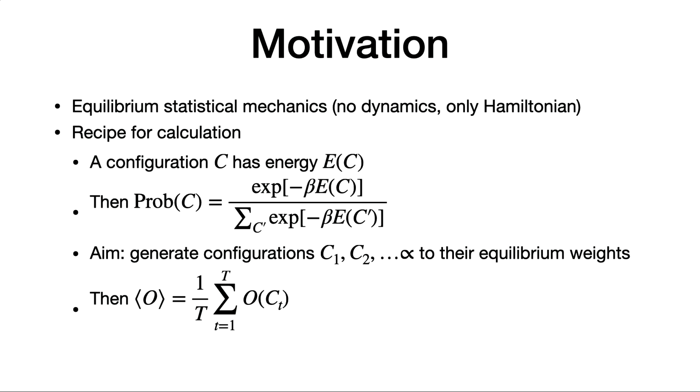So the aim of a computer simulation would be to create configurations C1, C2 randomly, such that if C1 has energy E1 and C2 has energy E2, then the fraction of time C1 comes is proportional to e to the minus beta E1, and the fraction C2 comes is proportional to e to the minus beta E2. This is our aim. How to do it?